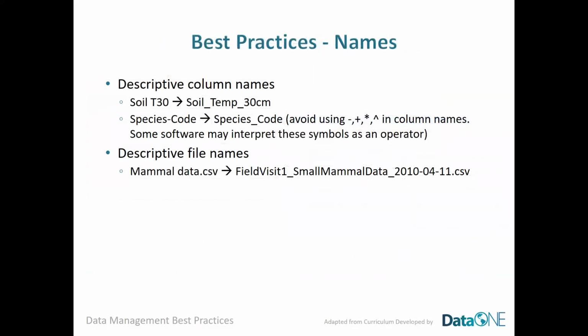So I want to highlight a couple of best practices when it comes to file naming and column naming, just naming overall. A best practice in data entry is to create descriptive column names without any spaces or special characters. Sometimes statistical programs have special uses for certain characters, so you want to avoid using special characters within your data file.